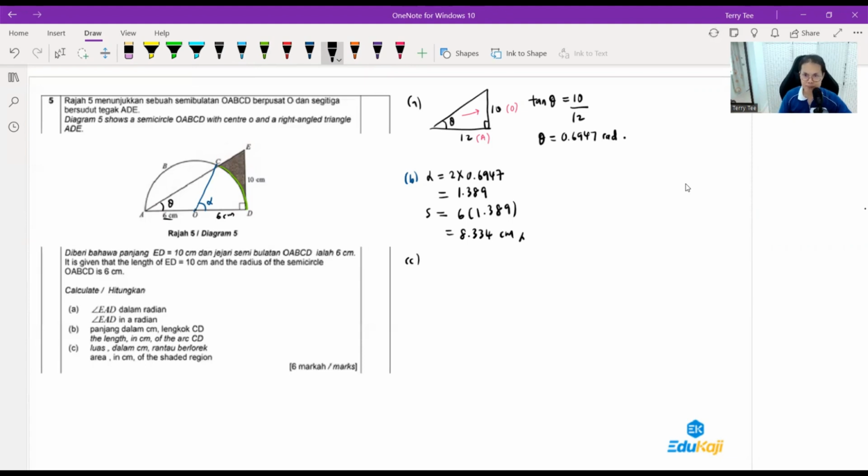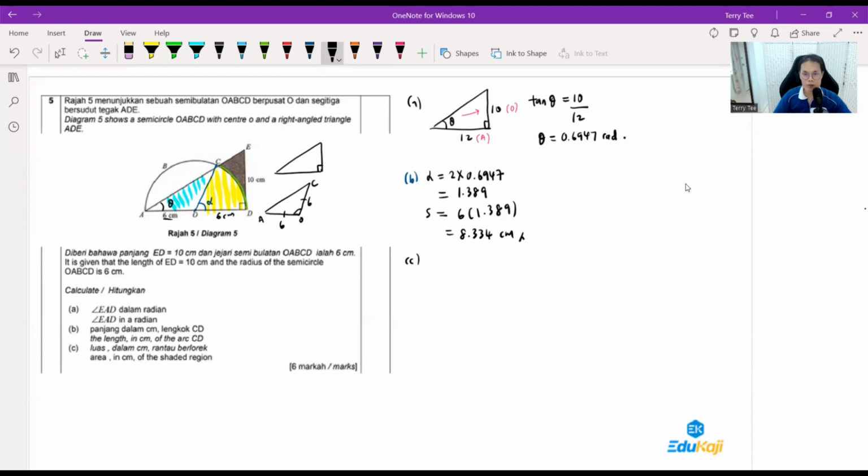Okay, next one. How do you find area shaded region? To find area shaded region, basically we need to take this triangle, the big triangle, minus this triangle over here. Maybe I highlight for you this triangle, and then you minus your sector of circle. Now, this triangle, we can use half AB sine C here, because these two are equal length, 6 and 6.